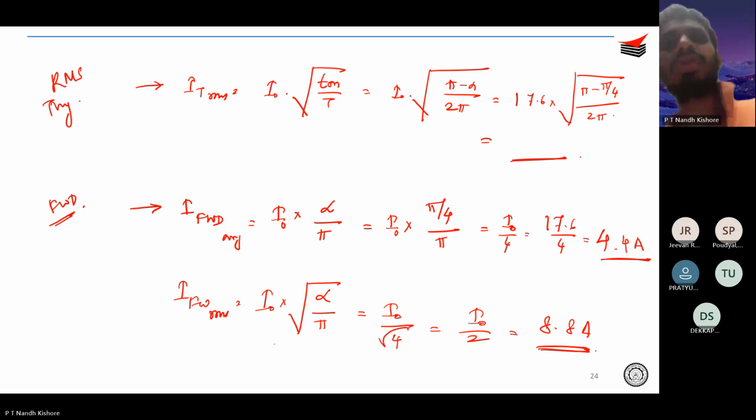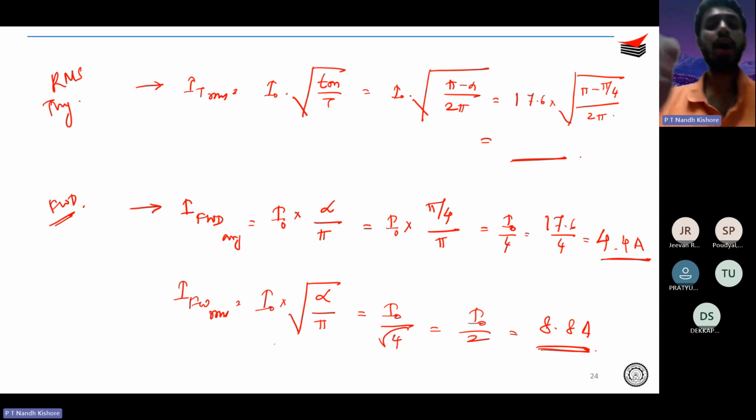Got it? How to find out the switch RMS current and average current? Just determine for how long the switch is on or how long the switch is off, and you will get the value of the RMS current and the average current. Okay. So I think this is pretty simple for you guys.